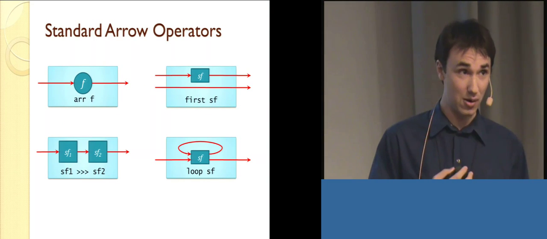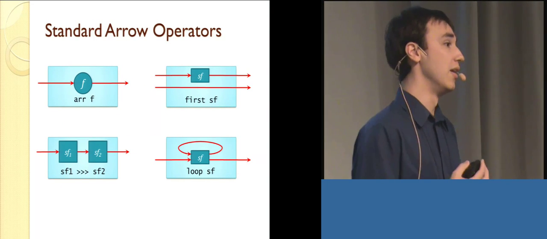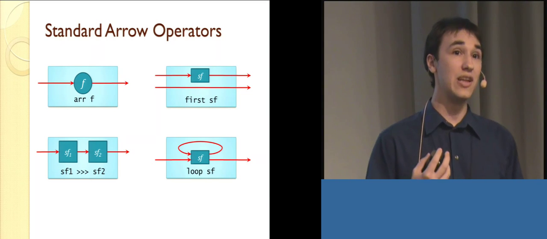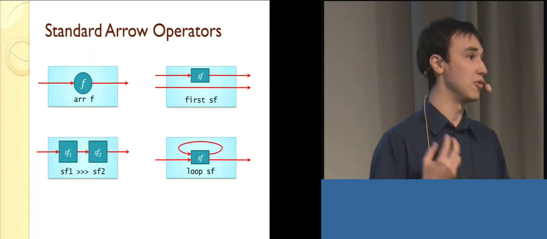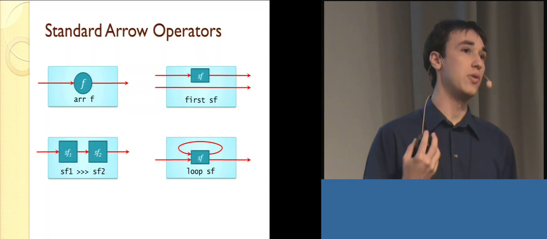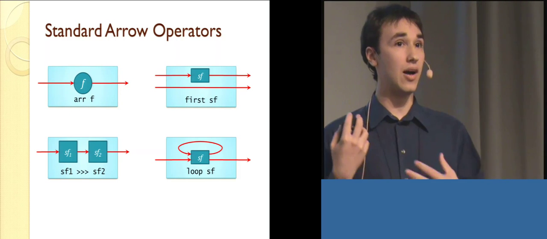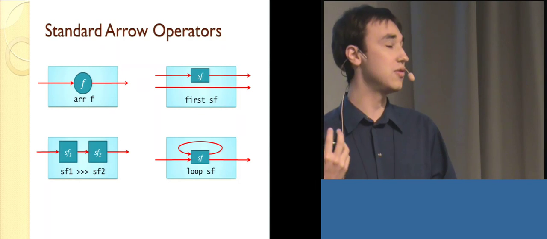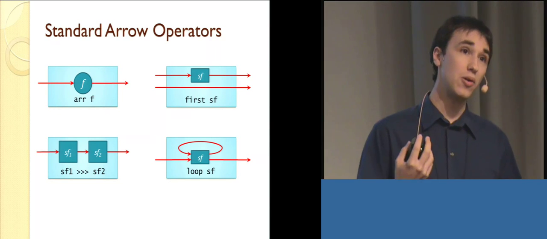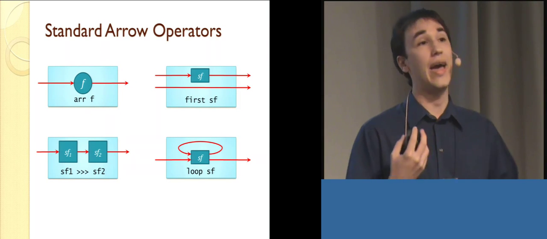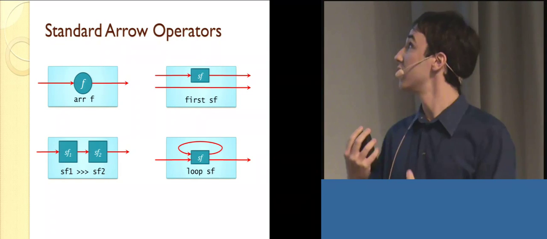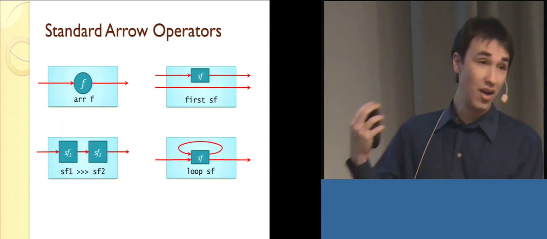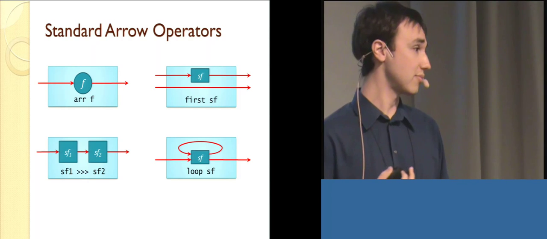We have some standard arrow operators, which you may have seen before. There's the arr operator for lifting a pure function to an arrow, and we'll represent pure functions as circles. We can do partial application and just apply one stream of multiple to a signal function. We can also compose signal functions by stringing them together, and even create feedback loops, which in this case is an arrow that goes from the right to the left.